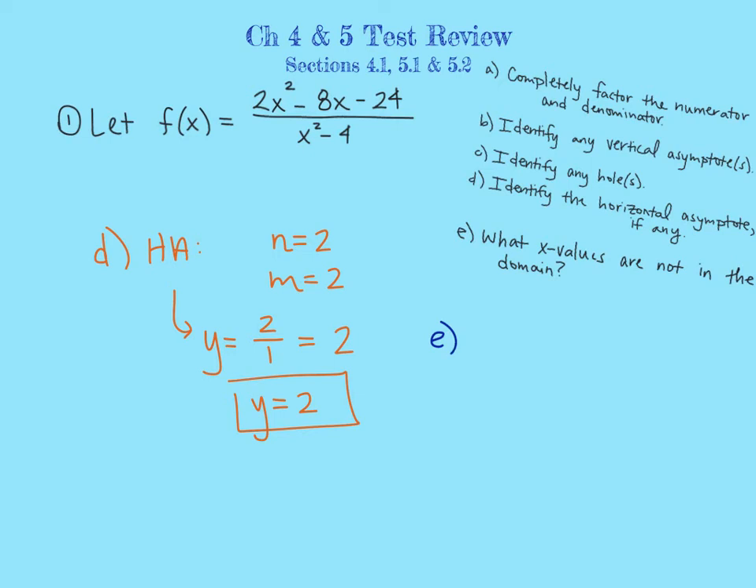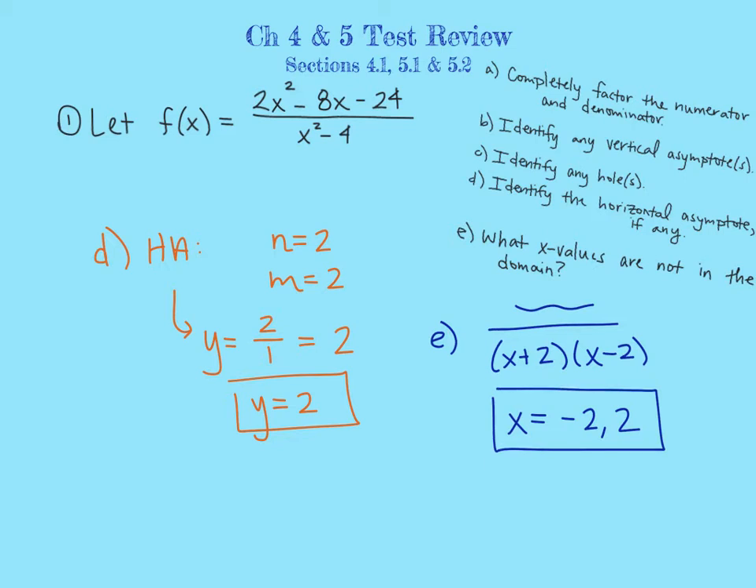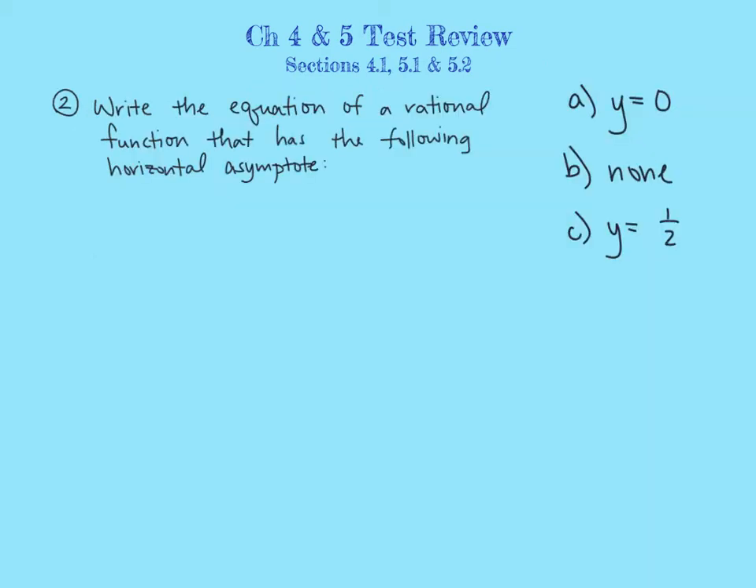And before, when I factored the denominator, it factored into x plus 2 and x minus 2. Therefore, the two values that are not in the domain are 2 and negative 2. So these are the two values not in our domain because they make the denominator 0.